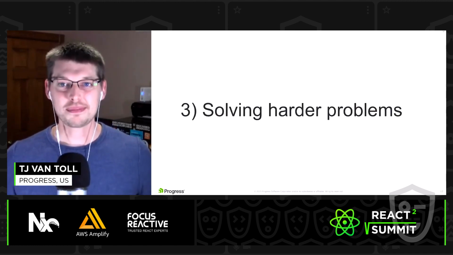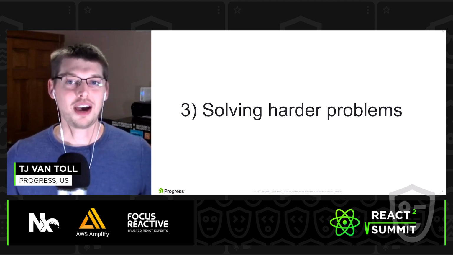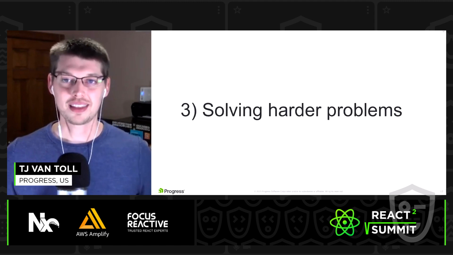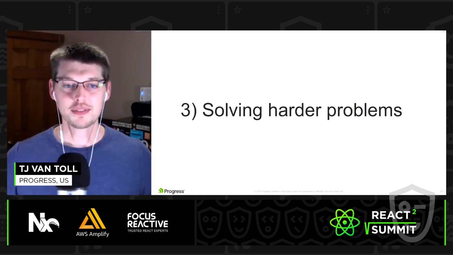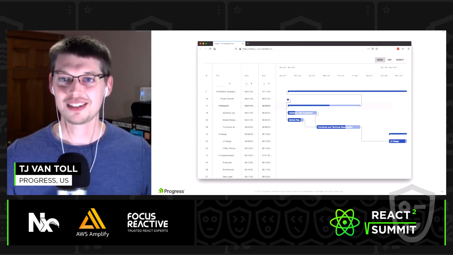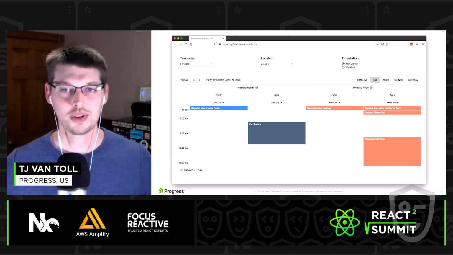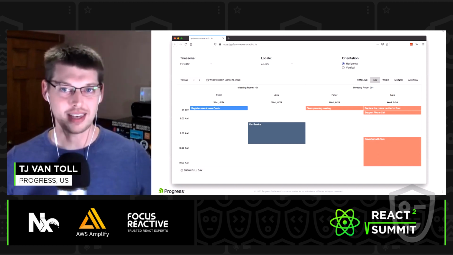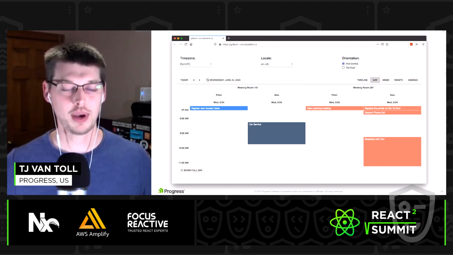Reason number 3 is paid UI components often solve harder problems. There are a lot of developers out there trying to make the world's best React date picker, and you can find lots of great free ones out there. There are fewer developers out there trying to create the world's best React Gantt chart, which is something that we ship as part of KendoReact, or the best scheduler, basically creating like an Outlook calendar in your browser, which is also something we ship as part of KendoReact as well.